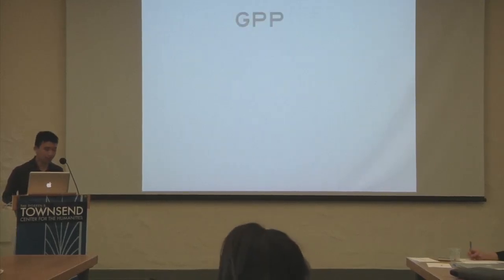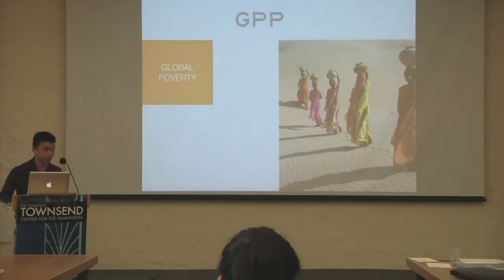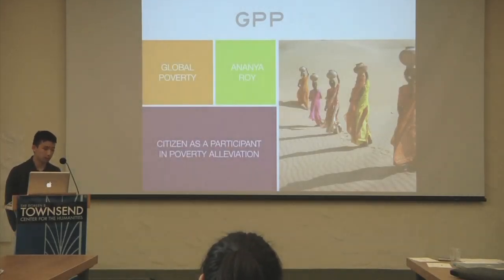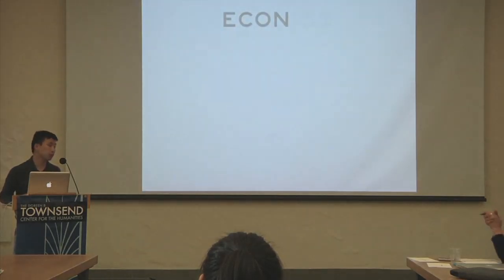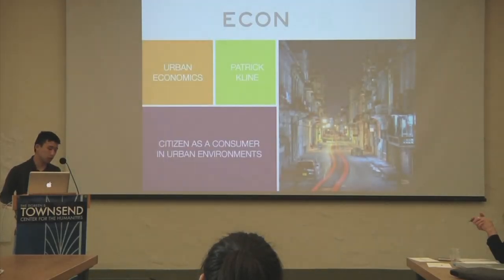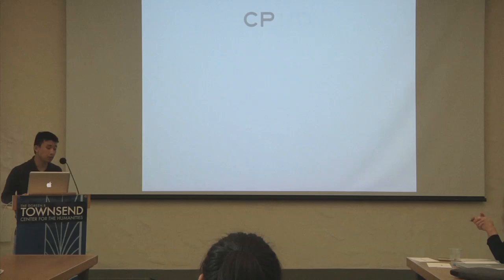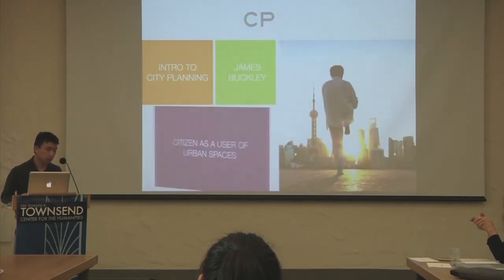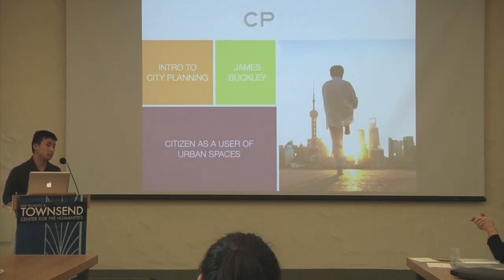So the first course I took, as many of you know, is Global Poverty, Ananya Roy's class here, and through that I learned about how citizens can participate in poverty alleviation. I also took ECON 155, which is Urban Economics, taught by Professor Klein. In this one, we explored how citizens consume and use public goods in urban environments. And finally, I took City Planning 110, Introduction to City Planning, taught by Professor Buckley. And this one explored how citizens use urban spaces and how we interact with the urban spaces around us.